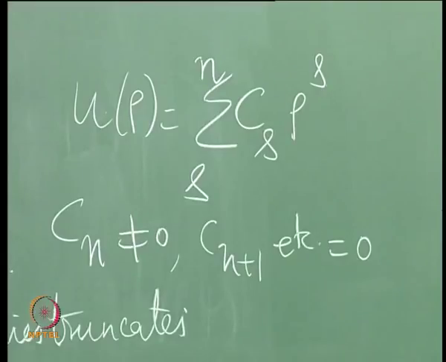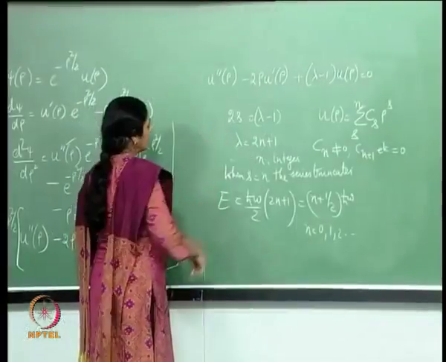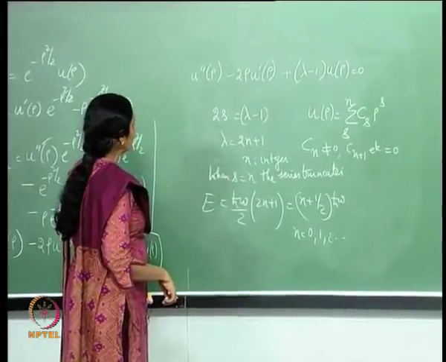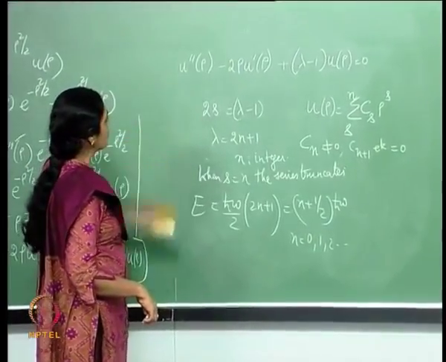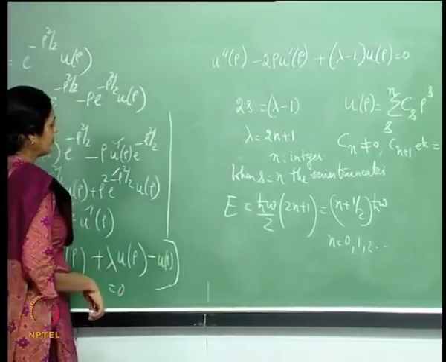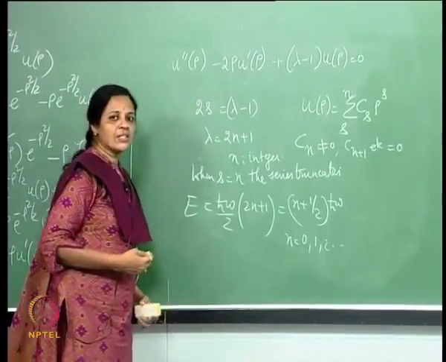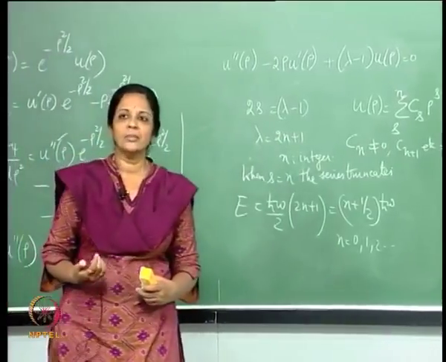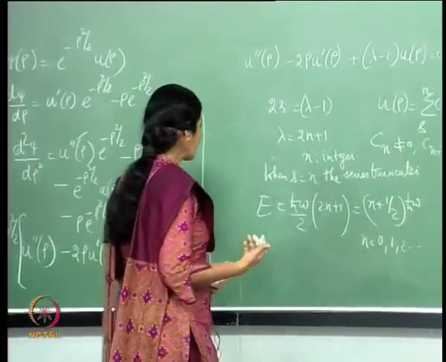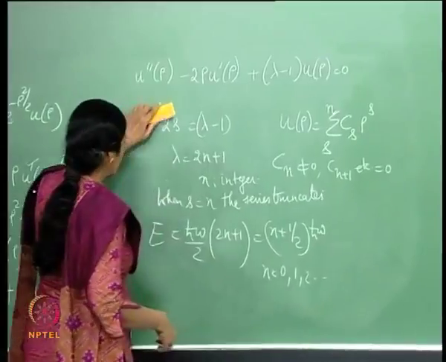It is a finite series. Now look back at this, and if I do that, what kind of equation do I have here? This equation is essentially the same as the equation satisfied by the Hermite polynomials, because the equation for the Hermite polynomials is like this.